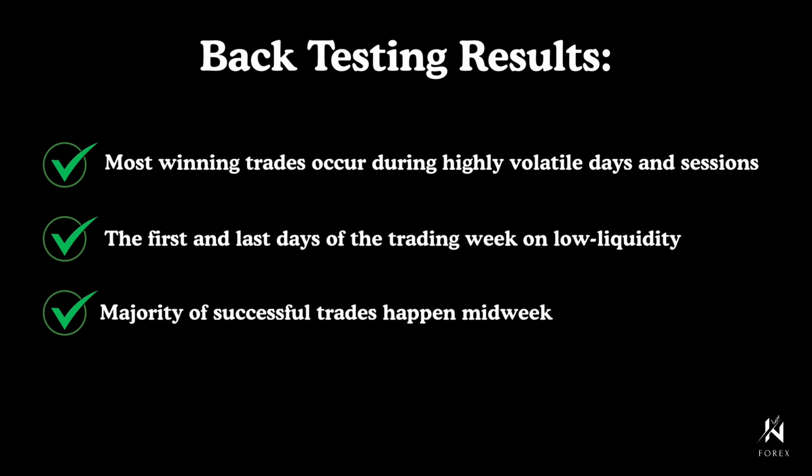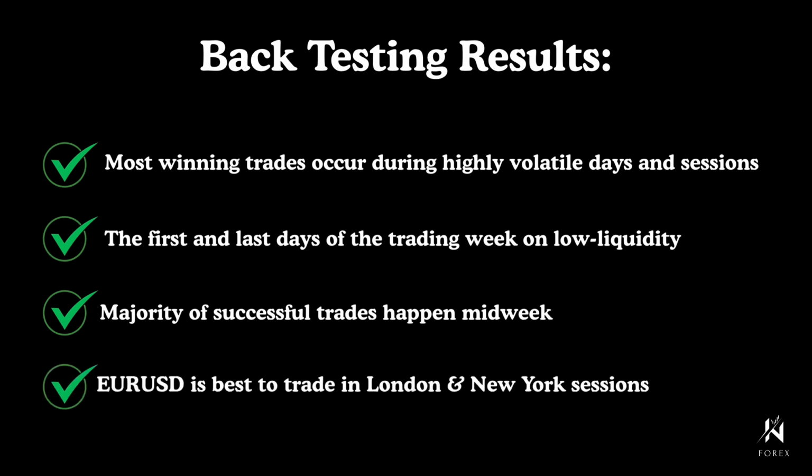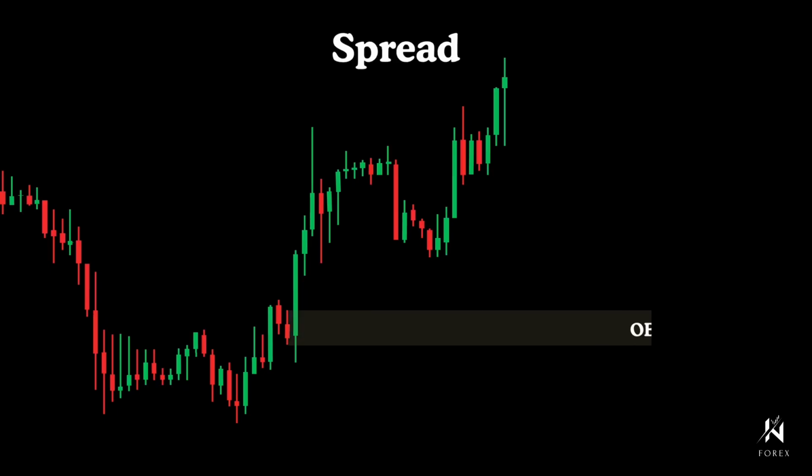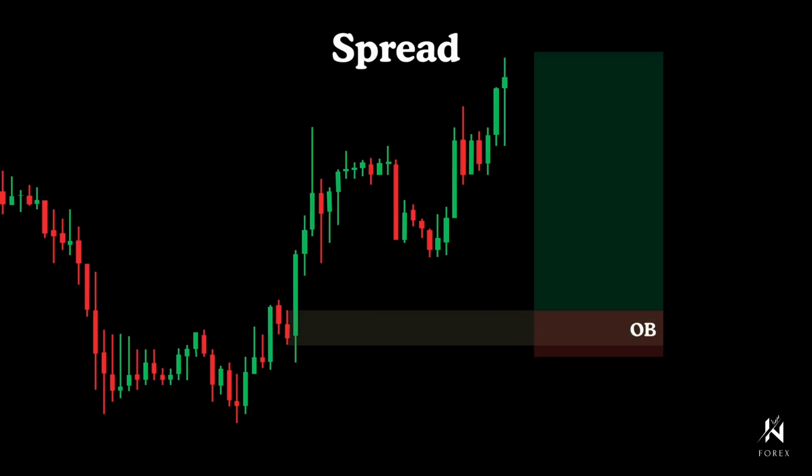For pairs like the euro-dollar, it's best to trade during peak volatility times, such as the London and New York sessions. Otherwise, trading during low volatility periods doesn't make much sense, because we won't see the price movements necessary for effective setups. Another key factor in trading order blocks is managing the spread. Often, the market responds to order blocks with precision, within a single pip.